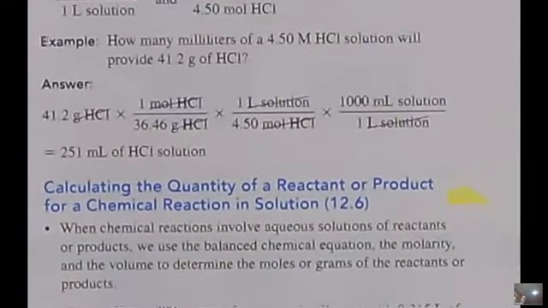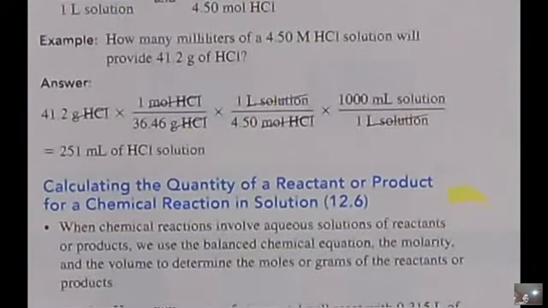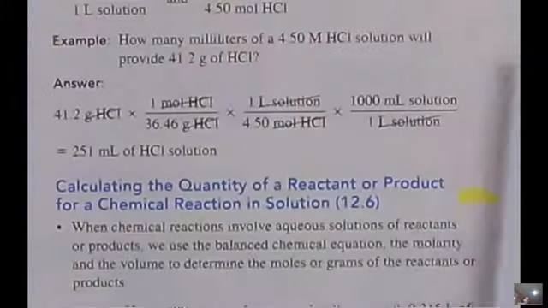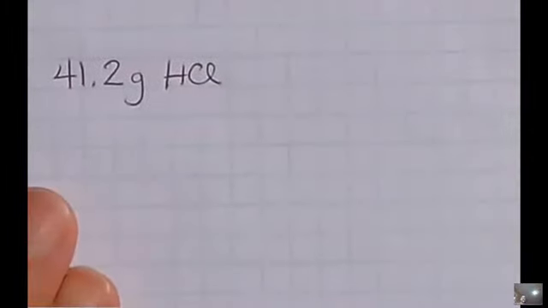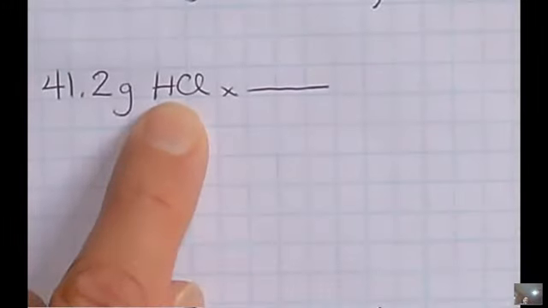How many milliliters of 4.5 molar HCl solution will provide 42.1 grams of HCl? Okay, so start with the only thing that they gave you. You have 41.2 grams of HCl. Okay, so this is a review. How do I get from grams to moles, right? We can only do stoichiometry in moles, even though this one isn't really a chemical equation yet. Well, I need to get to moles. I have to look up the molar mass of this.